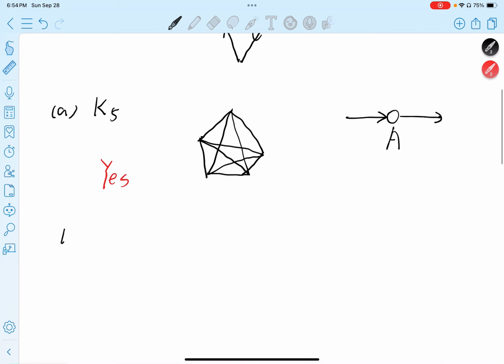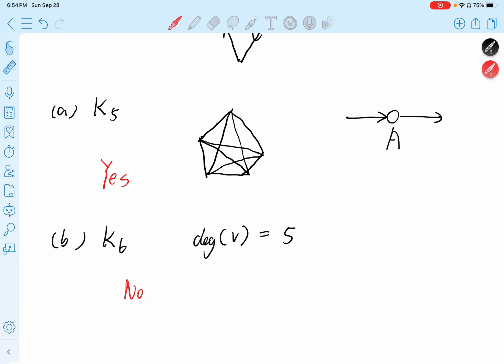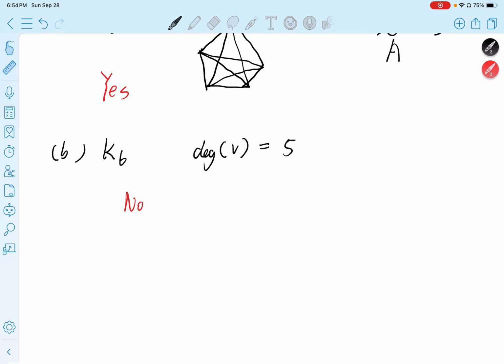And then let's go to part B, which is K6. For K6, also every vertex is connected to all of the other vertices. So the degree of every vertex, let's say V, will be equal to 5. And this is an odd number. So the answer is no. And then for part C, we have K7. The idea is quite similar. For K7, every vertex is connected to the 6 other vertices. So the degree of every vertex will be 6. And we have yes, because 6 is an even number.